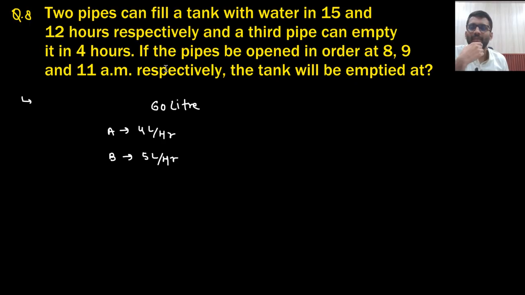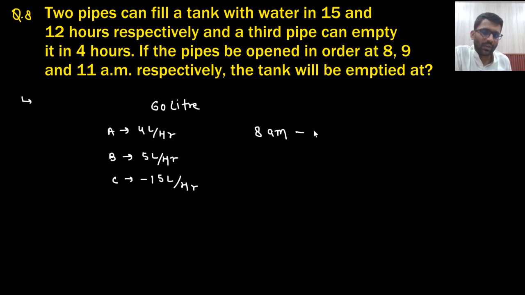And the third pipe can empty in 4 hours only. That means minus 15 liters per hour. In 4 hours it will be empty, so it is taking minus 15 liters per hour. If the pipes are opened in order at 8, 9 and 11 respectively, then the tank will be emptied at, okay. So at 8 a.m.